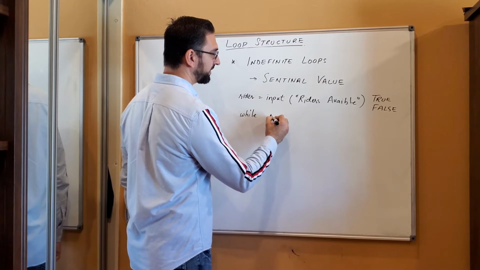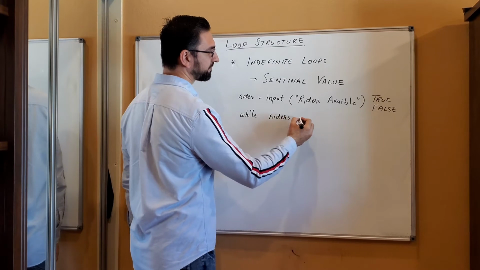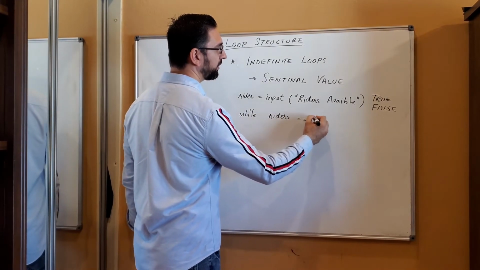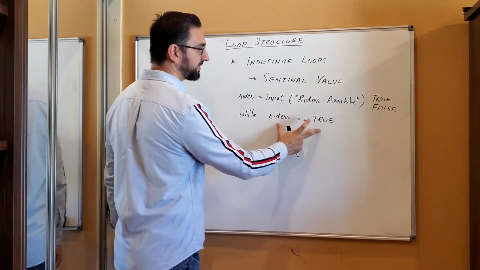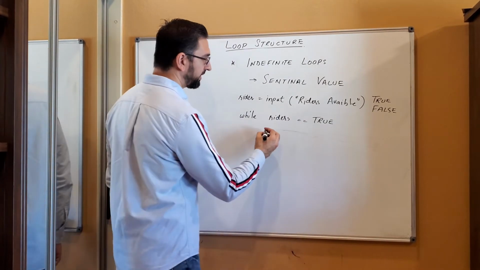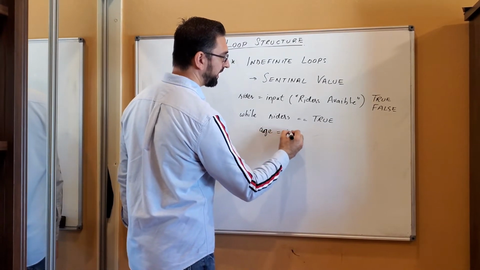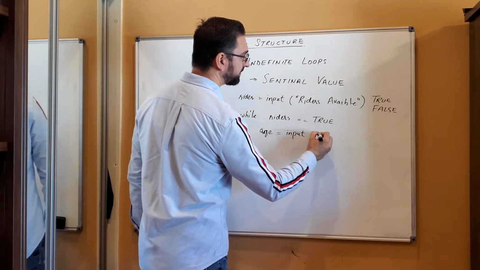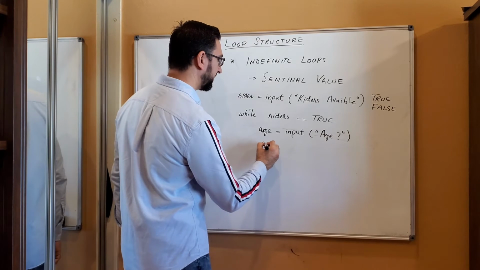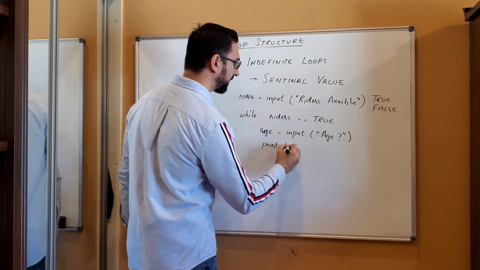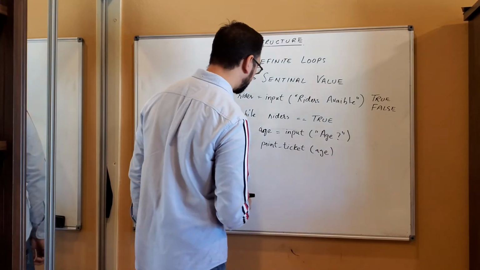We evaluate the condition where we say riders equals true. So if riders are available, this condition will evaluate to true, and we go ahead and process our program logic, which is again asking for age and printing the ticket based on the age. Okay?